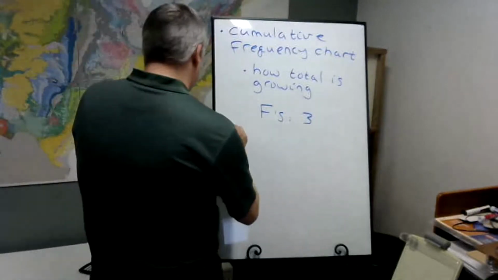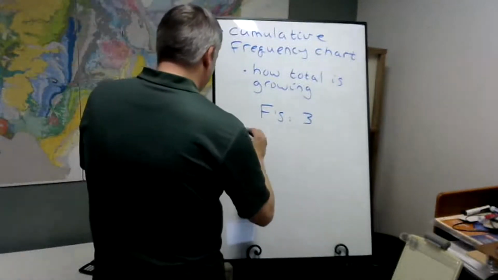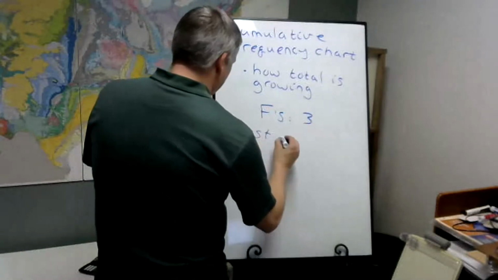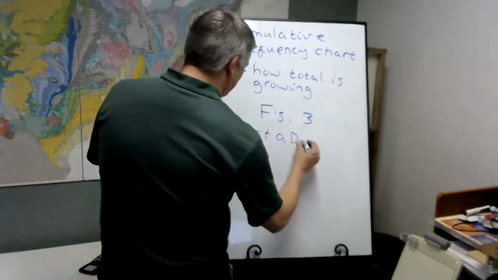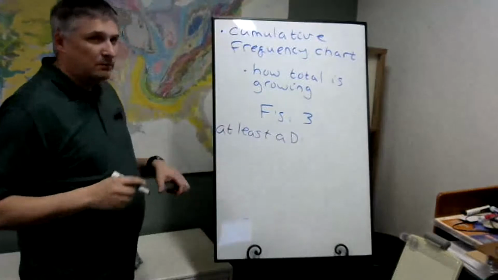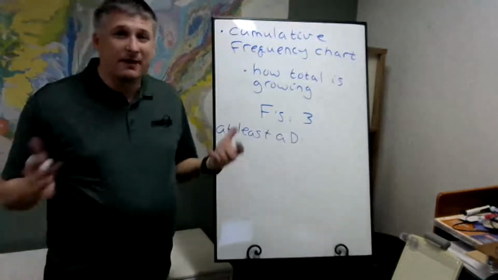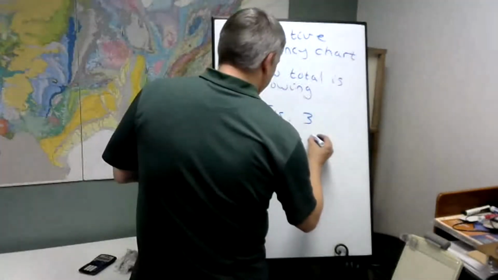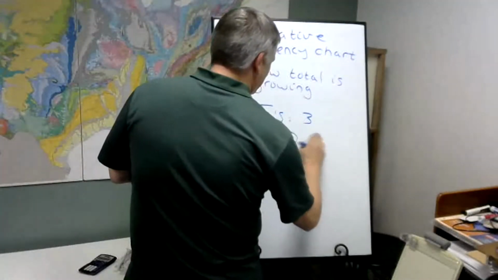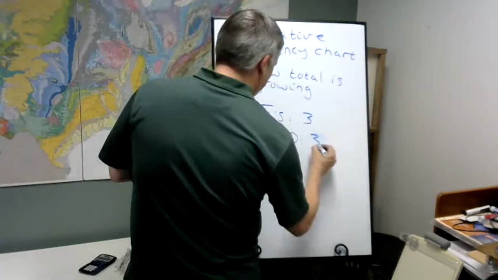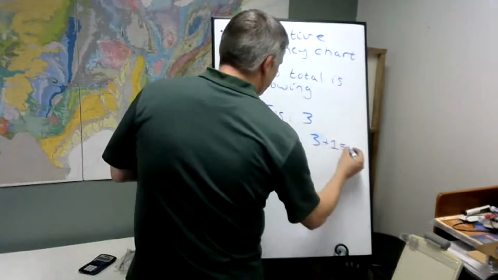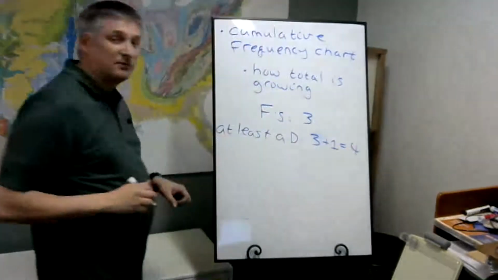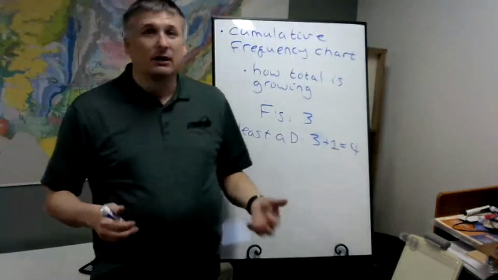Now we might ask, at least a D. Well, if you get at least a D, that's the number of F's plus the number of D's. So you have the number of F's, we'll start out with that, 3, plus the number of D's, and that's going to give you 4 because there were 3 F's and 1 D.